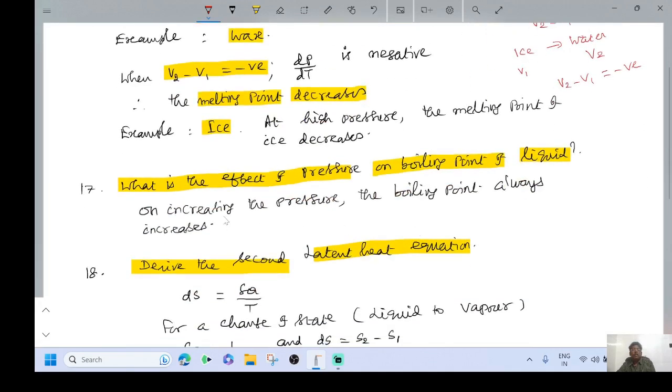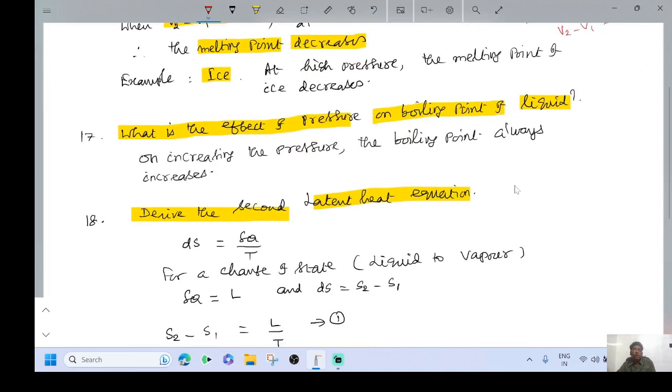What's the effect of pressure on the boiling point of a liquid? On increasing the pressure, the boiling point always increases.